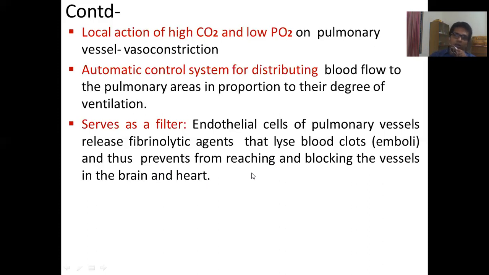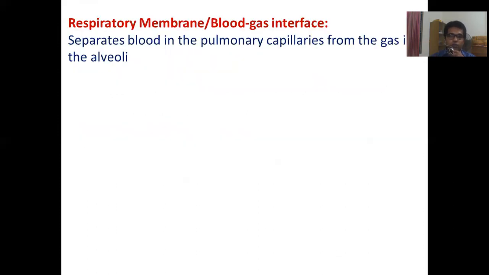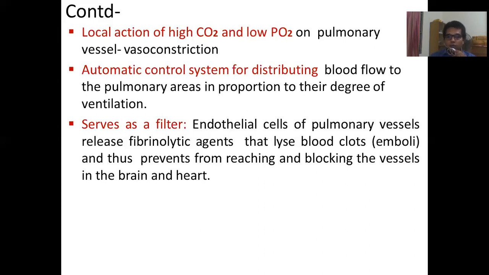So pulmonary circulation is very efficient with this fibrinolytic property, and thereby it can filter unwanted clots, micro emboli or thrombi from the circulation, and prevent blocking of the vessels in the brain and heart. So this is very important. These are the most important peculiar features of the pulmonary circulation.